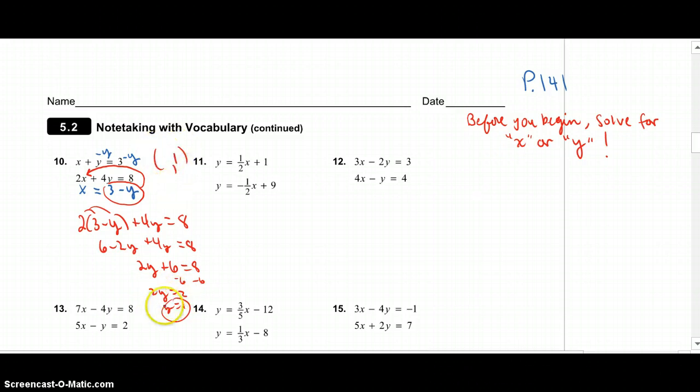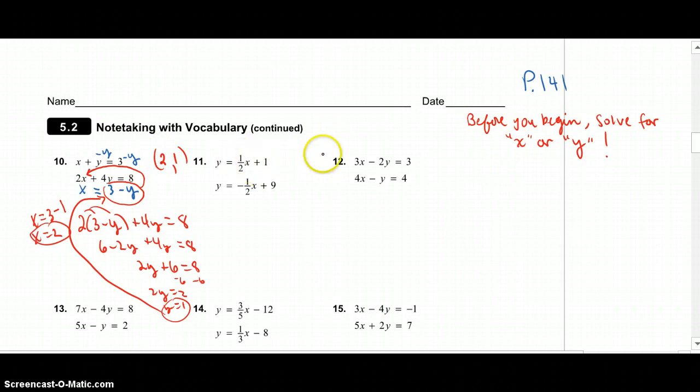Halfway there, take that y equals 1 and plug it into the equation. It doesn't matter which one you use, the original first one, the original second one, or our new equation for x. And that one says x equals 3 minus y, but instead of y I'll replace it with a 1. So x equals 2. And we're finished.